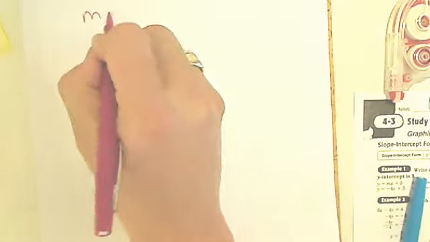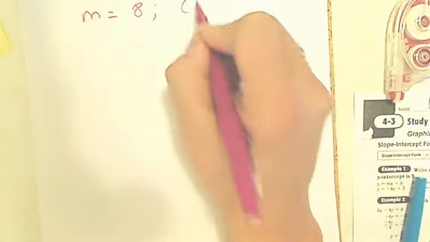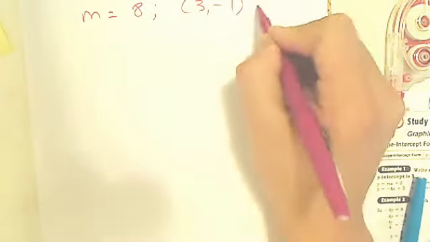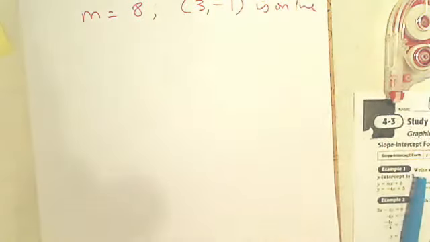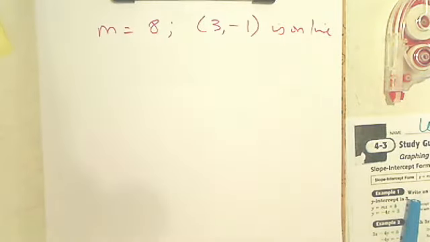Okay. Let's move on to the next one. Do this on your own. m equals 8. The point 3, negative 1 is on the line. The slope is 8, and the point 3, negative 1 is on the line.